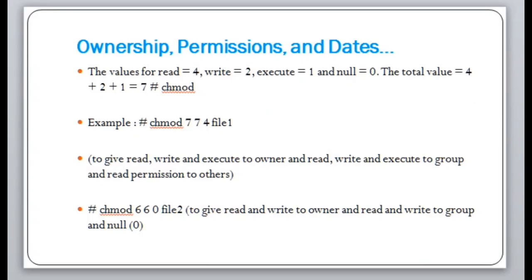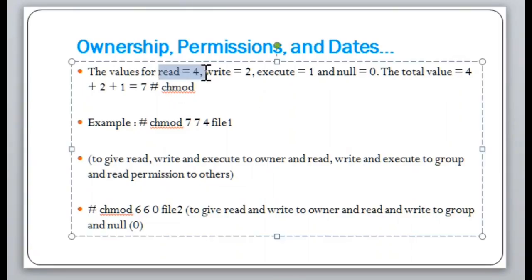All right, now the other way to change permissions is actually the numeric way, okay? So this can be a little tricky, so I suggest writing this down or maybe looking up a little bit more about how these permissions are written. So each read, write, and execute has values assigned to them, okay? So the value for read is 4, write is 2, and execute is 1, okay? And null is 0. So the total value for read, write, and execute permissions is 7.